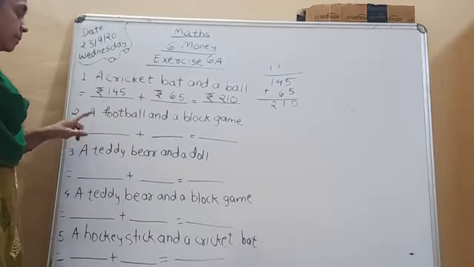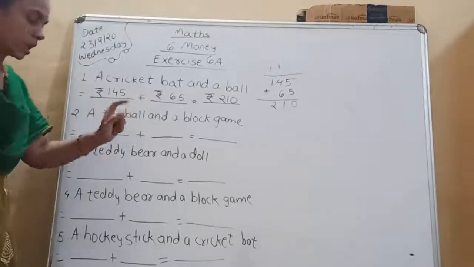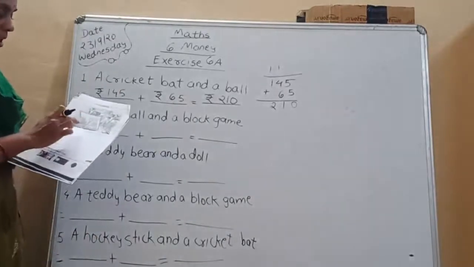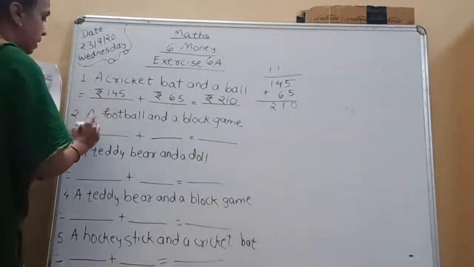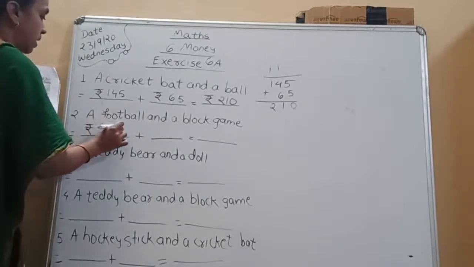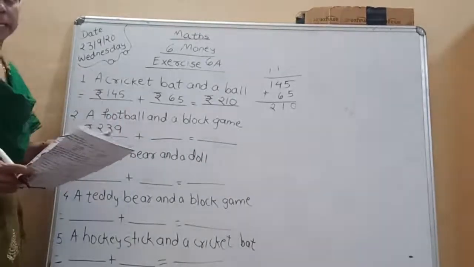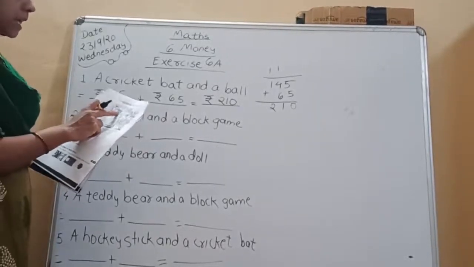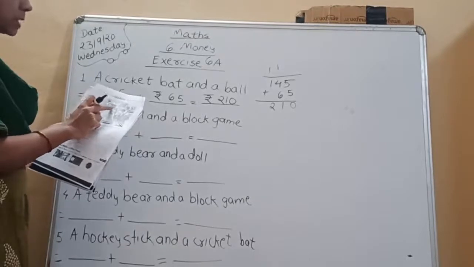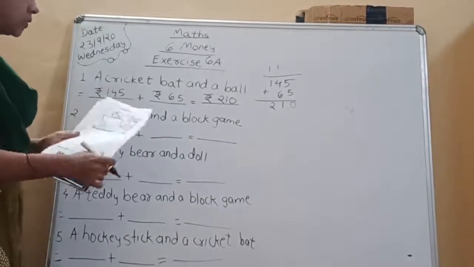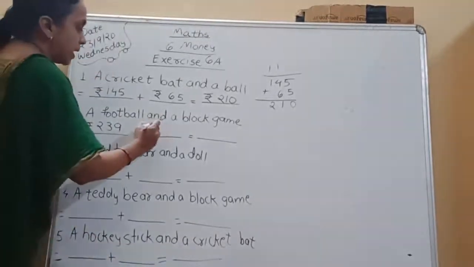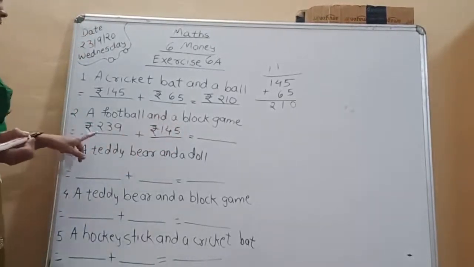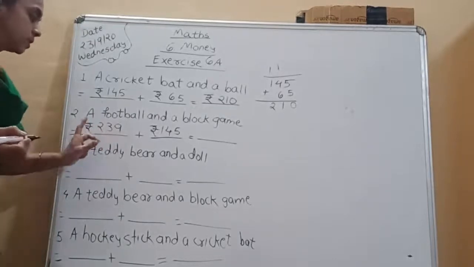Now what is the second example? A football and a block game. Now see here on this football, what is written? Rupees 239. So write here rupees 239 plus the block game. See here upside, you can see the block game. What is the price on that block game? Rupees 145. So you have to write here rupees 145. So now add these two prices.